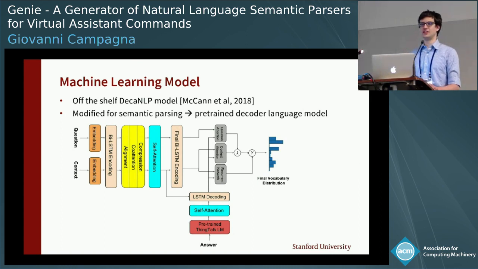So it's an encoder-decoder network with both BiLSTM and self-attention. We have modified it for semantic parsing by adding a pre-trained layer. We take advantage of the fact that we can generate a large space of programs automatically and pre-train the decoder.